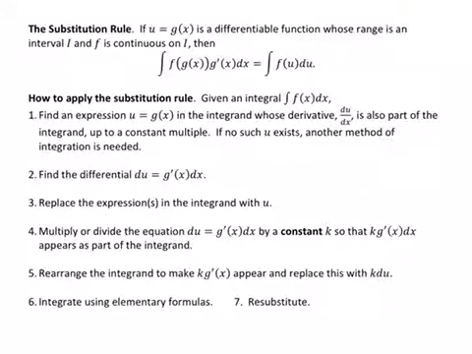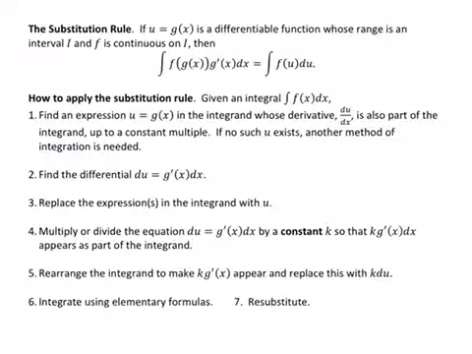Rather scary looking slide here, but here's how it works. If we have a differentiable function g whose range is an interval I and f is continuous on I, then when I take the antiderivative or the integral of f of g of x times g prime, we just get the integral of f of u du. We're making a substitution where we let g of x be u, and then g prime x dx is du. That's precisely the presence of that differential that we talked about earlier.